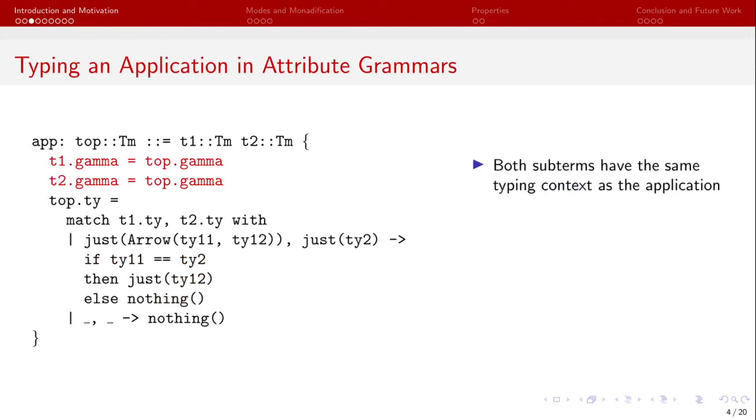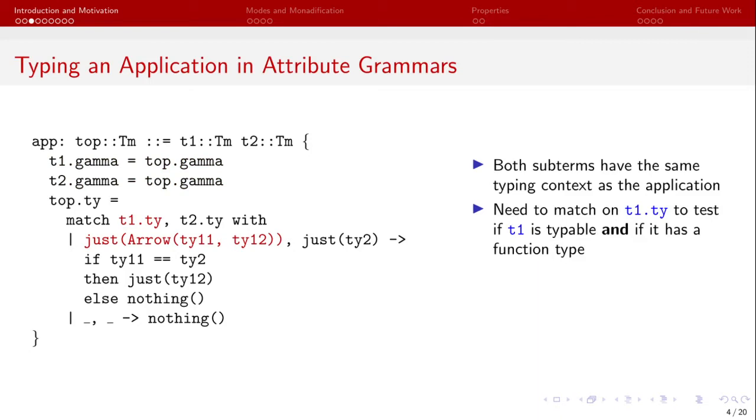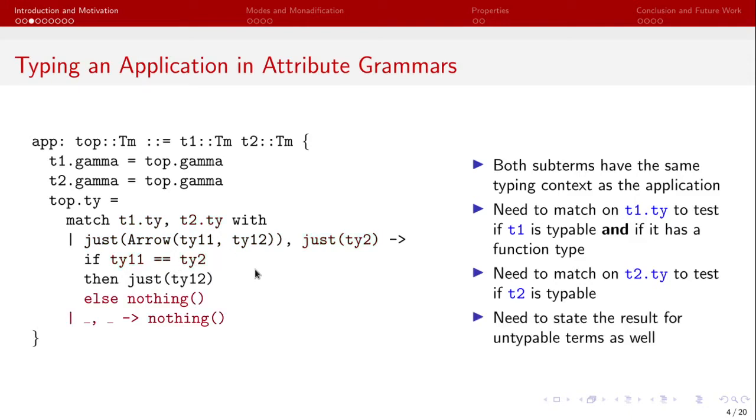Here we have another example, typing an application in the same attribute grammar. We give the same typing context to both subterms. For the type, we need to use a match to check both that T1 is typable, meaning it has a just type, and that it has an arrow type. Similarly, we need to check that T2 is typable, and that its type matches the expected argument type of the function to determine typability. If any of these conditions are not met, if either subterm is untypable, if T1 is not a function, or if T2's type does not match, we need to give a failure result.